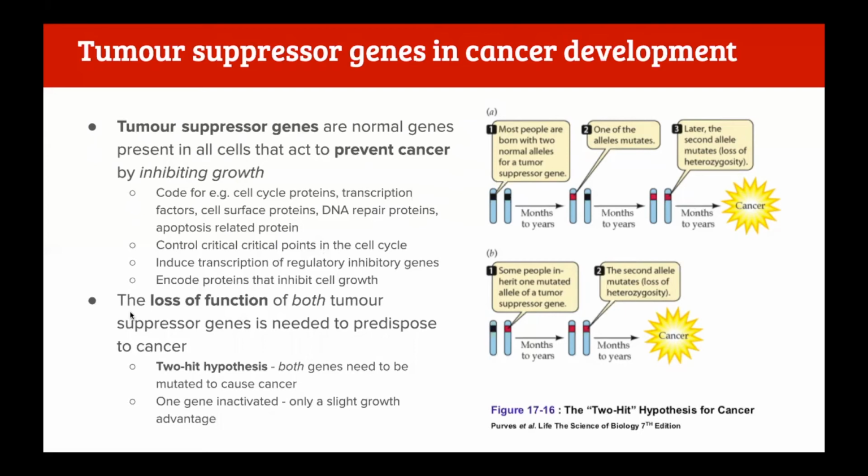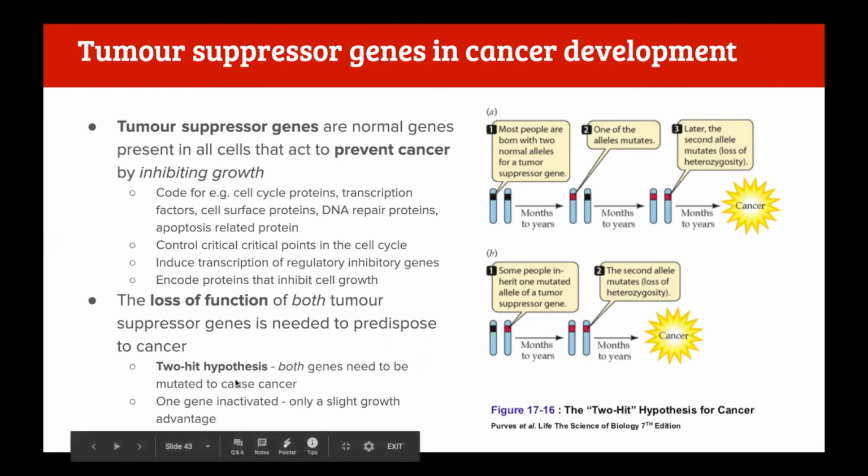Now, in oncogenes, we saw that it was a gain of function that led to cancer. In tumour suppressor genes, you need a loss of function in the gene to predispose to cancer. And you need the loss of function of both tumour suppressor genes. So therefore, you follow the two-hit hypothesis, where both genes need to be mutated to cause cancer.